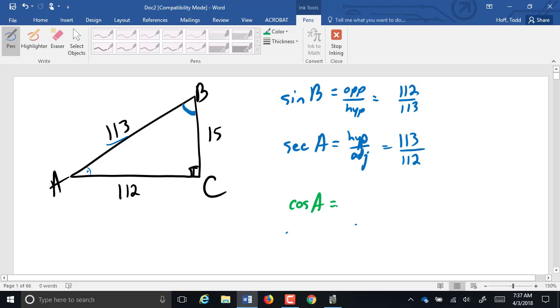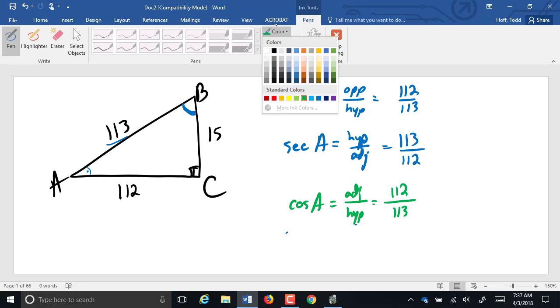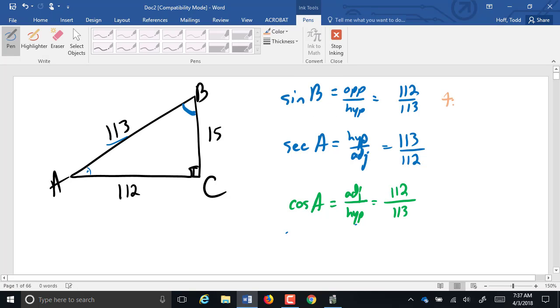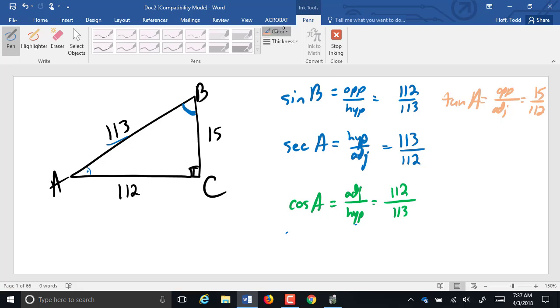Cosine of angle A. Cosine's adjacent over hypotenuse. Good. So for angle A, that would be 112 over 113. Tangent of A. Tangent's opposite over adjacent. Very good. So for A, that would be 15 over 112.